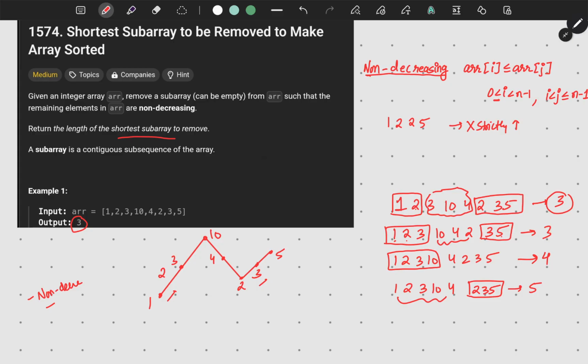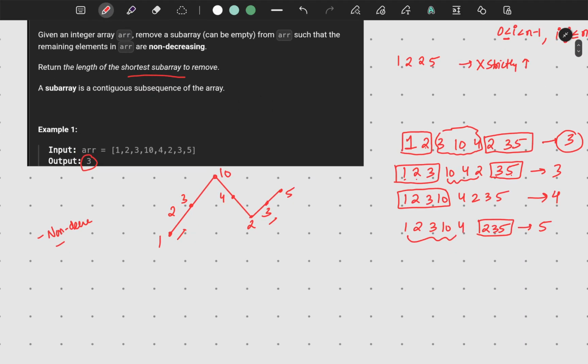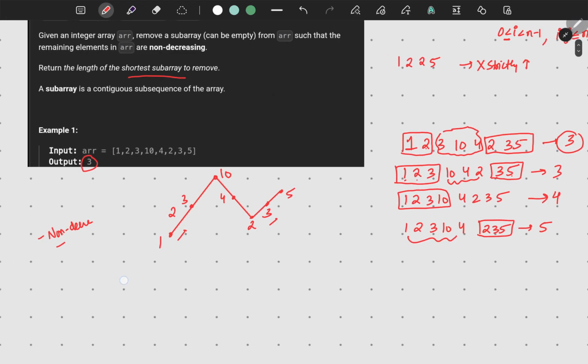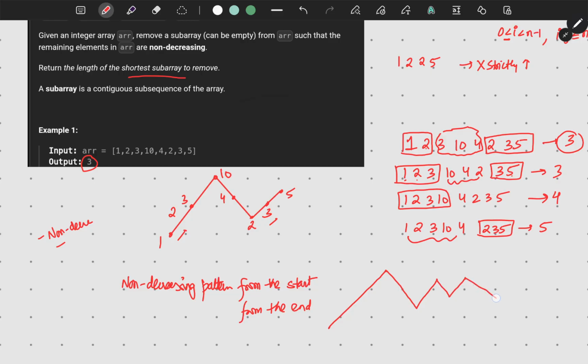Okay, now how can we approach this problem? The first thing to realize is that we have to consider the non-decreasing pattern from the start and from the end. We have to consider only these two non-decreasing patterns and nothing else. Why? For example, let's say we have a pattern like this. So there are many non-decreasing patterns. One is this, one is this, one is this, and one is this.